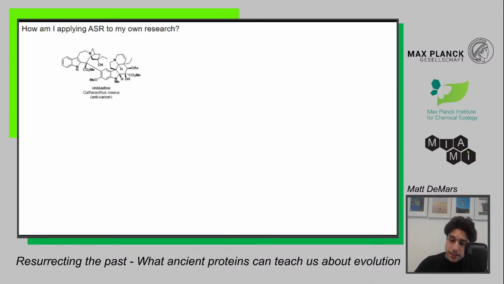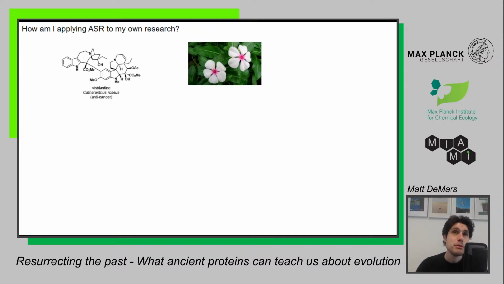So I'll talk a little bit about how I'm applying ASR to my own research. So I work on indole alkaloids from medicinal plants, and probably the most famous alkaloid that my work is related to is vinblastine, which is an anti-cancer drug that is used in the clinic, and it comes from this plant, Catharanthus roseus.